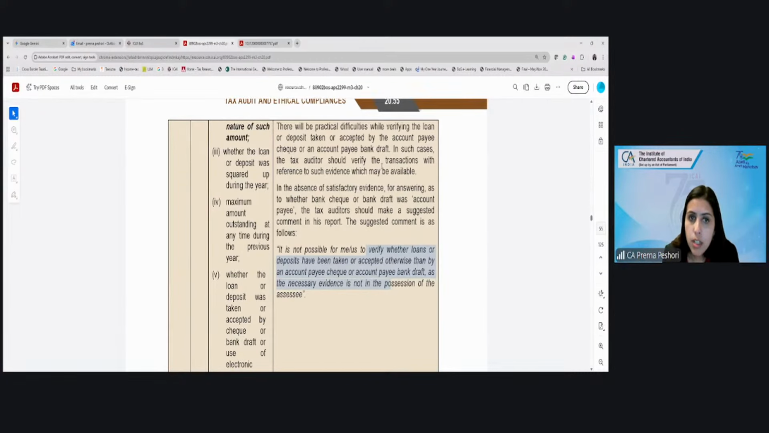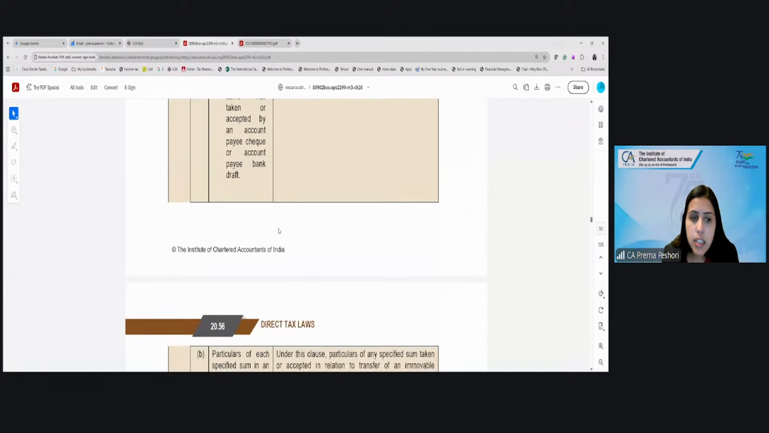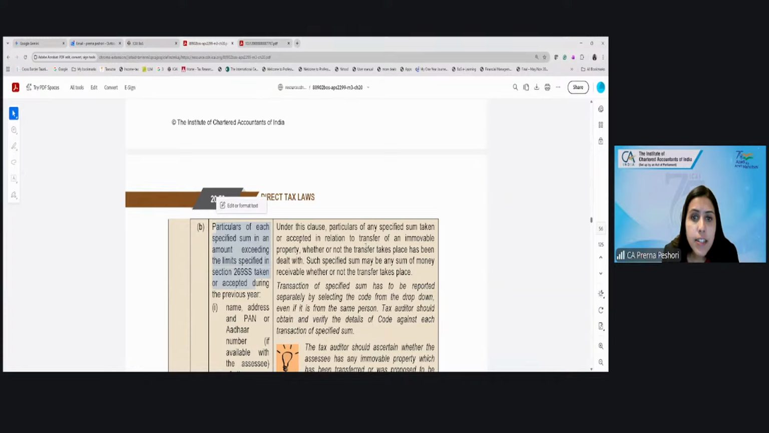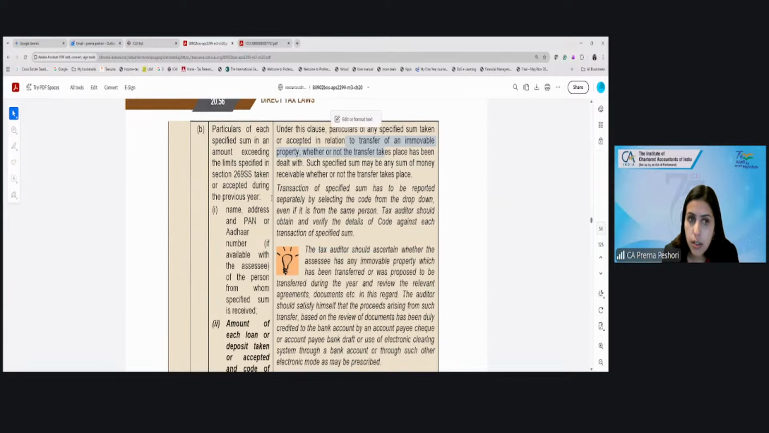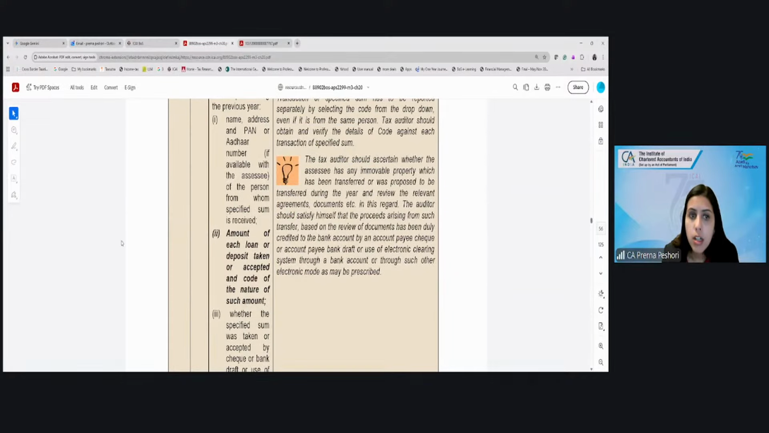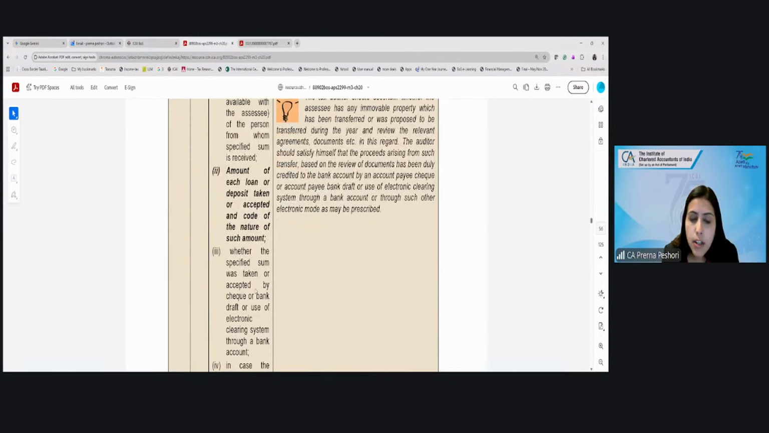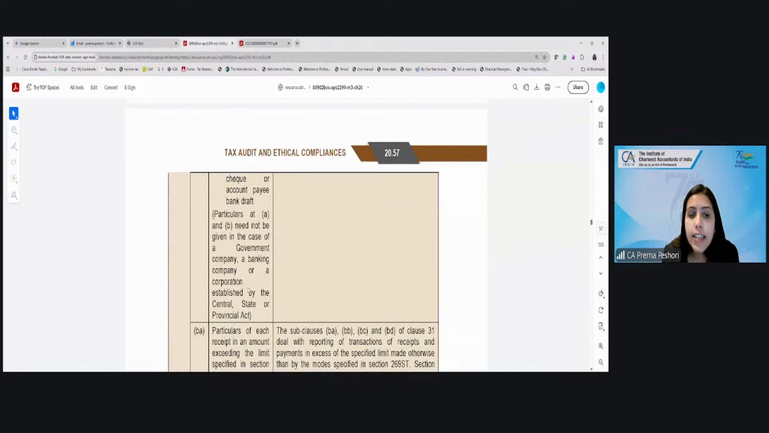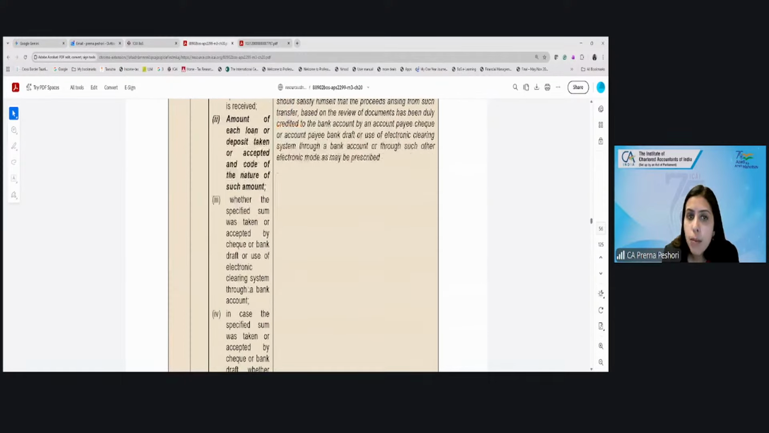Fine. Then 31B is particulars of the specified sum in an amount exceeding the limits of 269SS. What is a specified sum? As I said, the specified sum is in relation to the transfer of immovable property. That you need to mention over here: the name, address, PAN number, amount of loan or deposit taken or accepted, whether the specified sum was taken or accepted by cheque or bank draft, and whether it was an account payee cheque. Again, the same reporting needs to be done in respect of the immovable property.